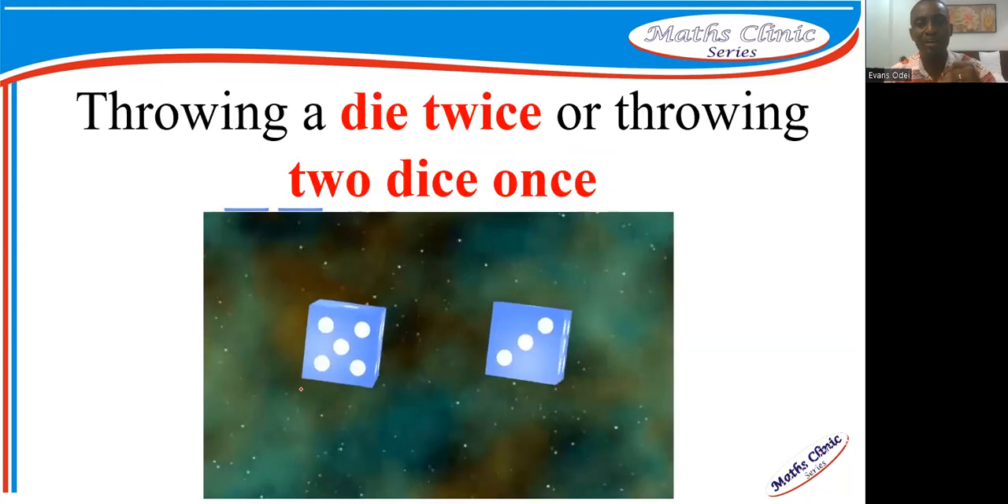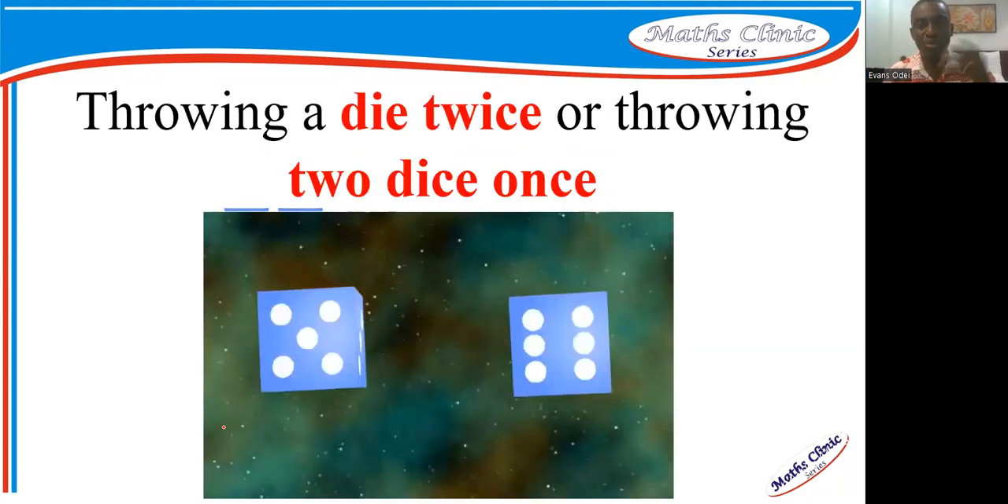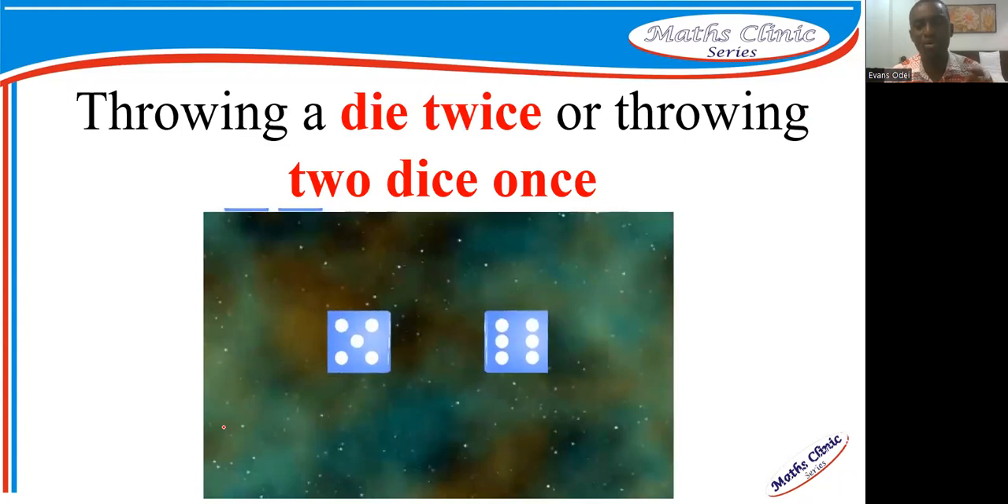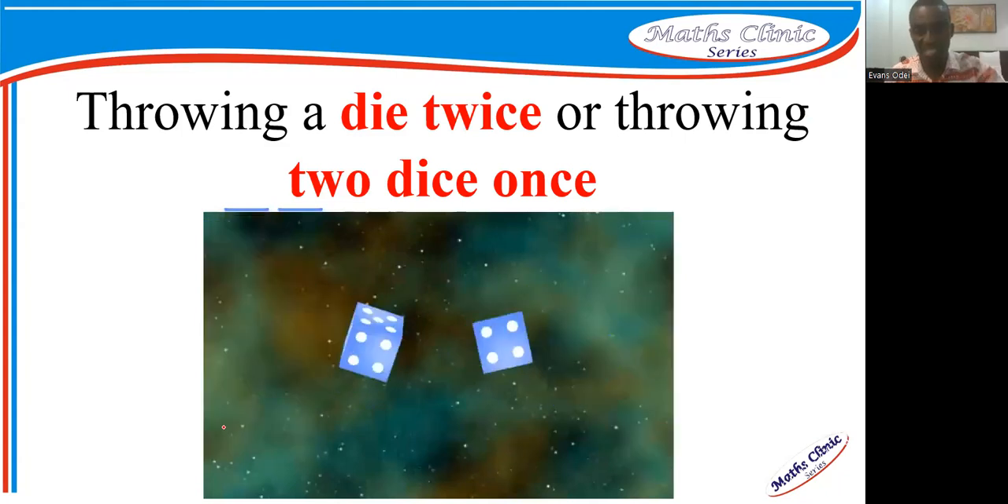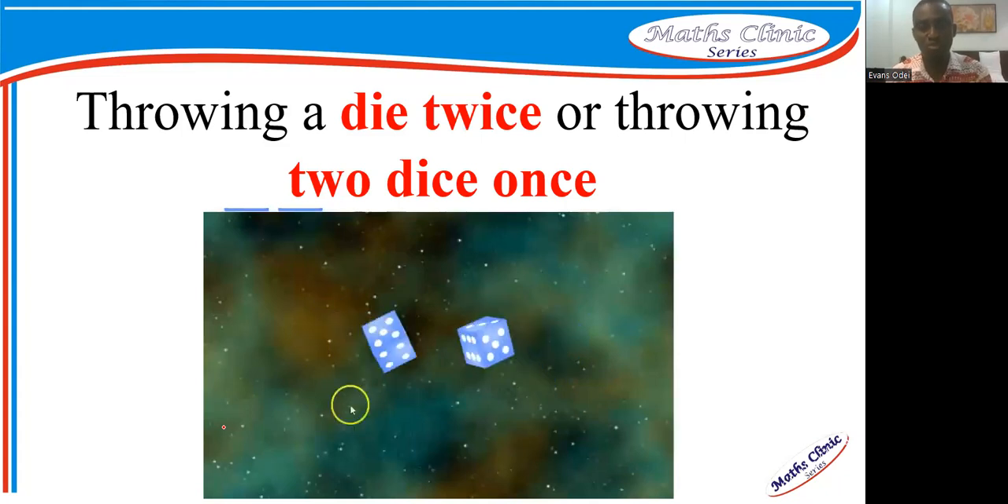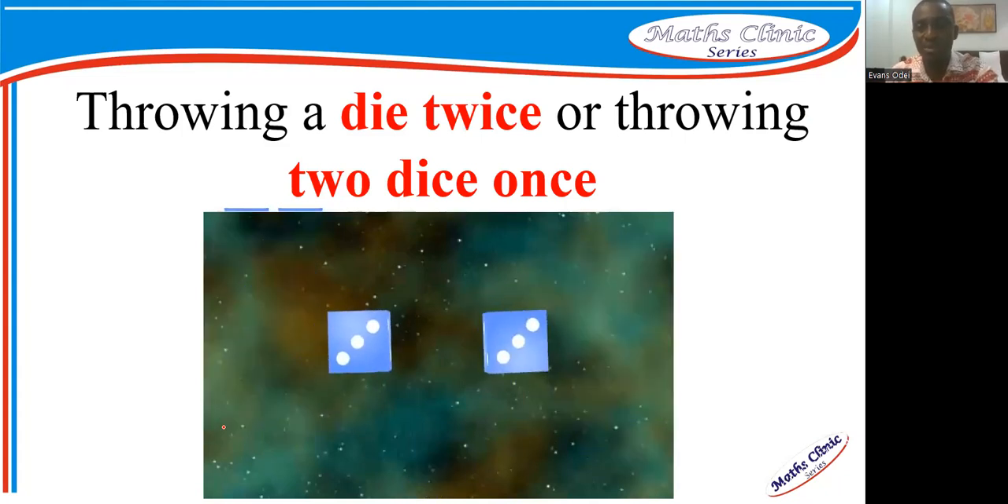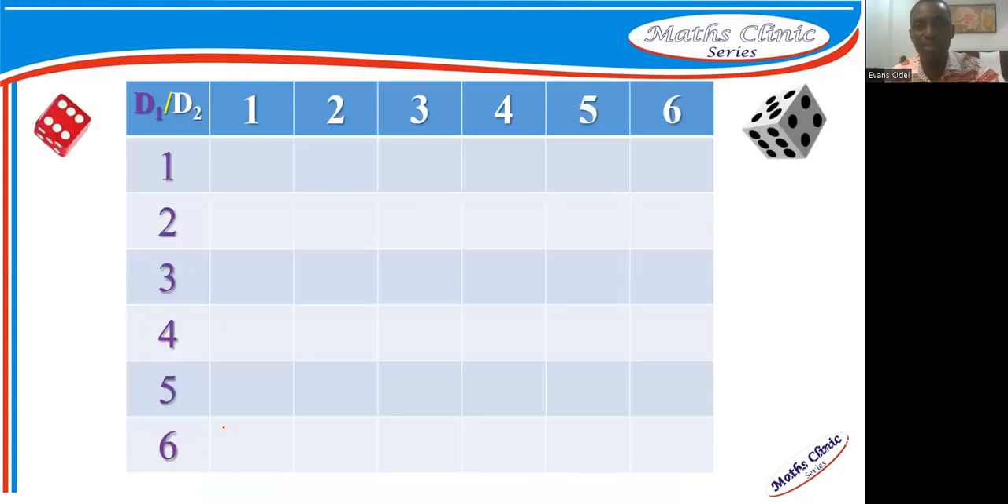Then what if you have 2 dice and you are throwing them once, or you have 1 die and you throw it first and you throw the second? Any of them, once it involves 2, either 2 times or 2 dice throwing once, the possible outcomes will be like this. So we can put this in a table form. So here we have die 1 and die 2. Die 1, the possible outcomes are 1, 2, 3, 4, 5, 6. And then die 2, the possible outcomes go that way, or the other way around. Whichever way you go, it's the same.